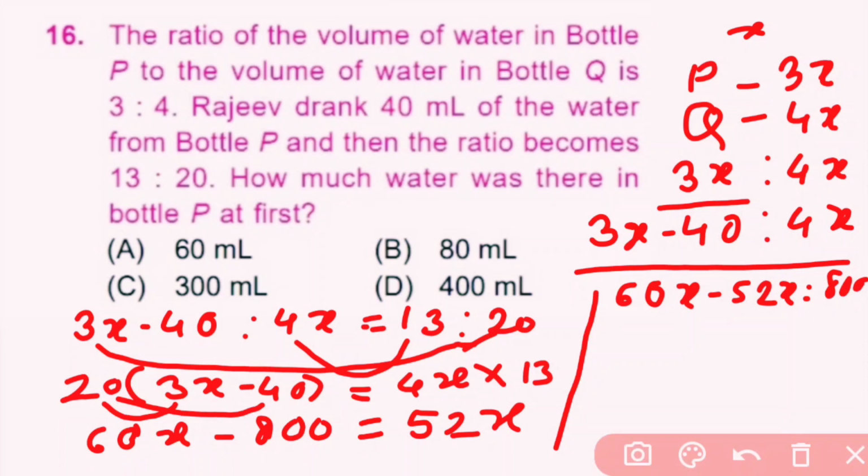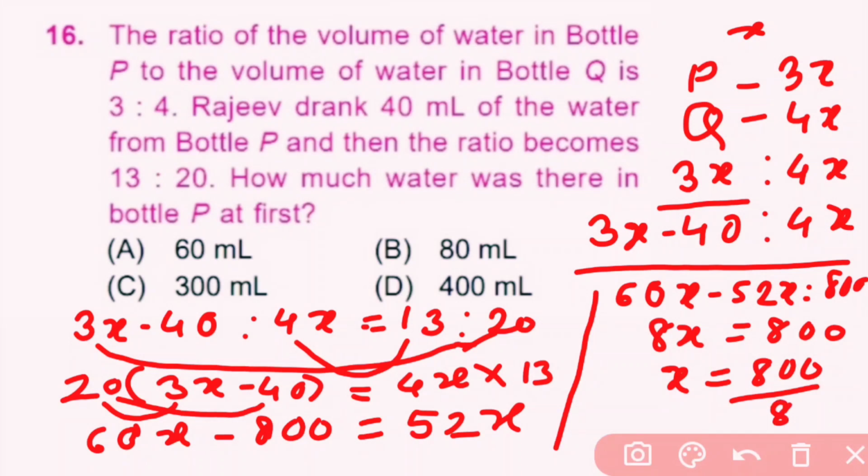60x minus 52x is 8x, so 8x is equal to 800, means x is equal to 800 divided by 8, which is 100. So x is equal to 100.